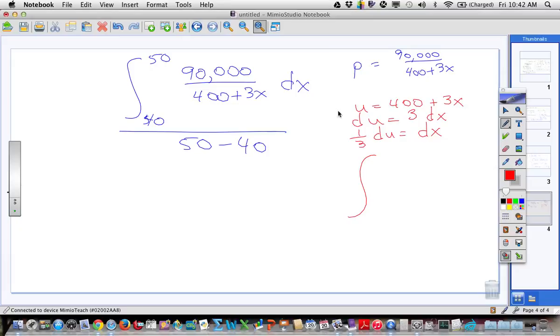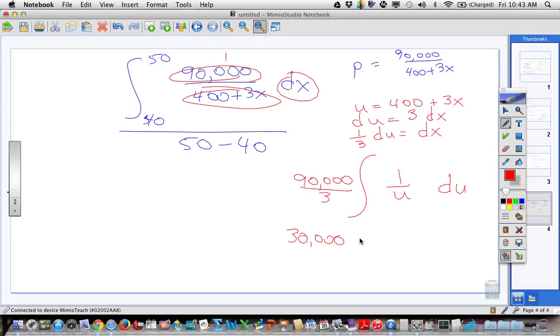And so in our new integral, the 90,000 I could just bring out in front, and so that's just a 1 there, and then this would just be u, right? Now there is going to be a 1/3 out there, from the dx being 1/3 du. So 90,000 divided by 3 is 30,000 ln, and the u is 400 plus 3x. And then it's going to go from 40 to 50.